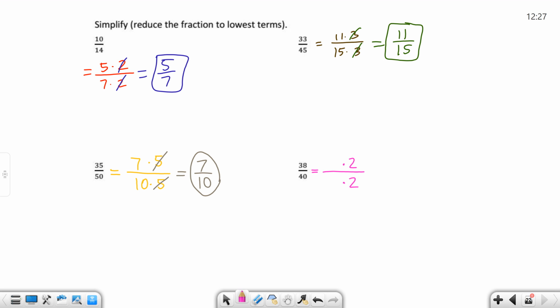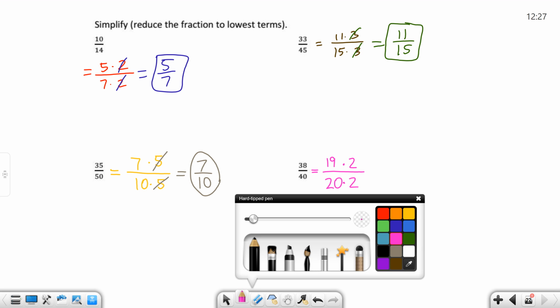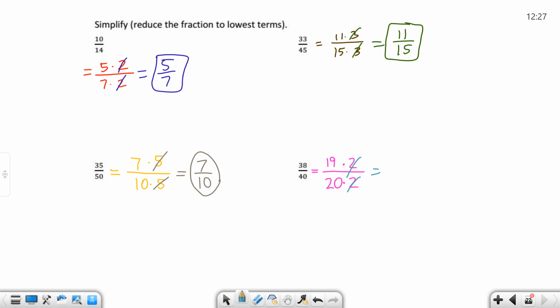So 40 is pretty easy. What times 2 is 40? Well, that's 20, right? And then 38, what times 2 is 38? That's a little more difficult, but look, it's 2 less than 40. So it's 1 less than 20, it's 19, right? However you figure that out, 19 times 2 is 38. And then what happens? My 2's divide out, and I'm left with 19 over 20. And 19 and 20 don't have anything in common, like 7 and 10 didn't on the previous one. So I can't go any further. It's simplified, or reduced to lowest terms. All right?